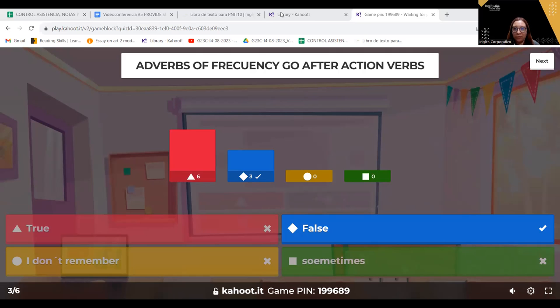Frequency adverbs go before the action verb. One way that you can memorize it: frequency adverbs go after the verb to be, but before action verbs, okay? For example, I always tell you to participate. You always participate. My mother never cooks for me. Never is the frequency adverb, cooks is the action verb. So if it's the verb to be, the frequency adverb goes after. If we're talking about action verbs, the frequency adverb goes before. Okay, so in this case, it was false.